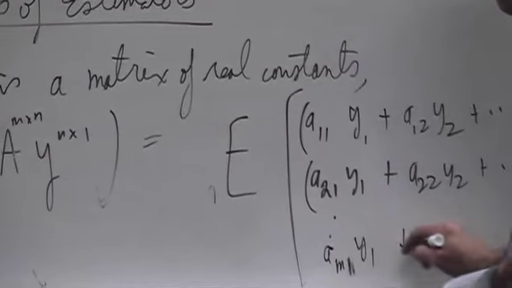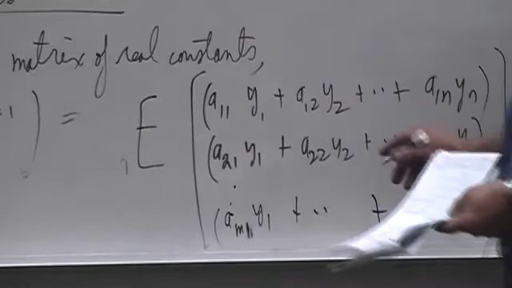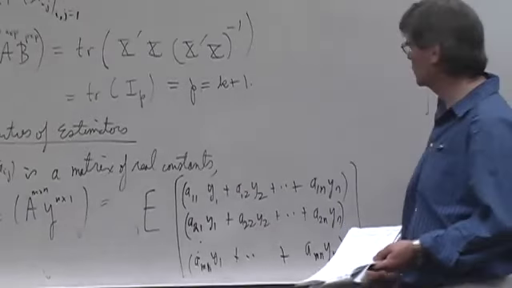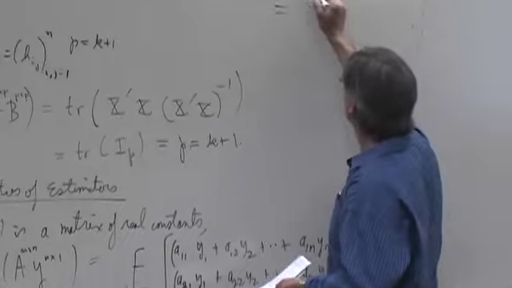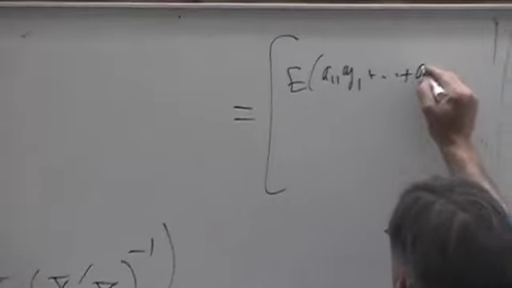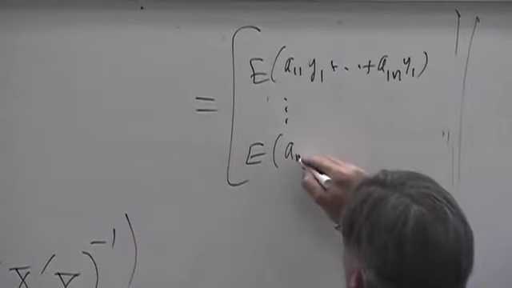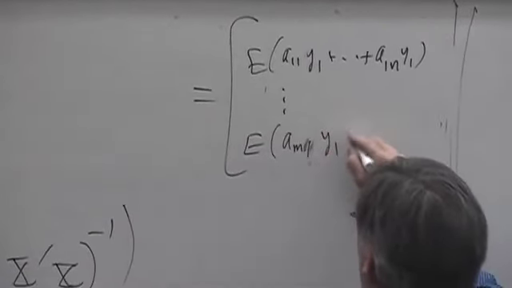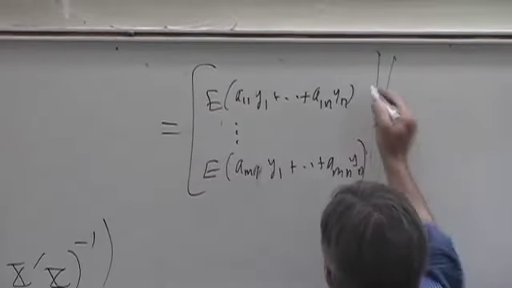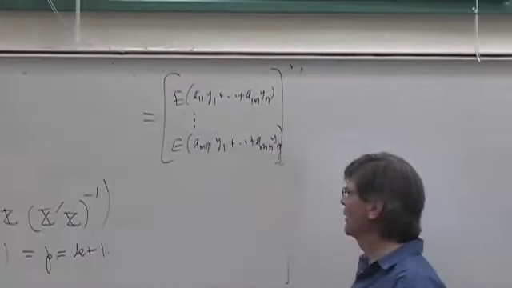The last one is am1 y1 plus and so on plus amn yn. Now what I mean by the expectation is take expectation in each position. Expectation of a vector is a vector of expectations. So this would be the expectation of a11 y1 plus and so on plus a1n yn, and so on down to the expectation of am1 y1 plus and so on plus amn yn. So the column of expectations.